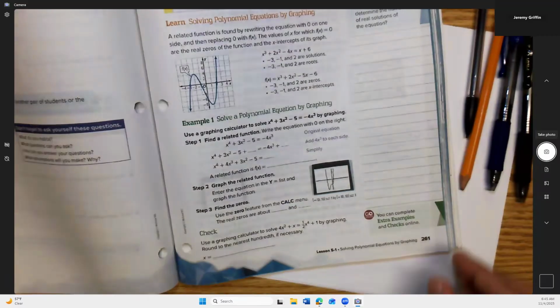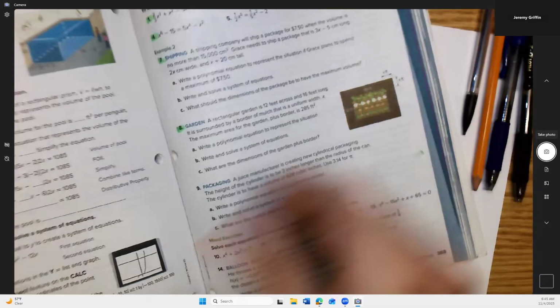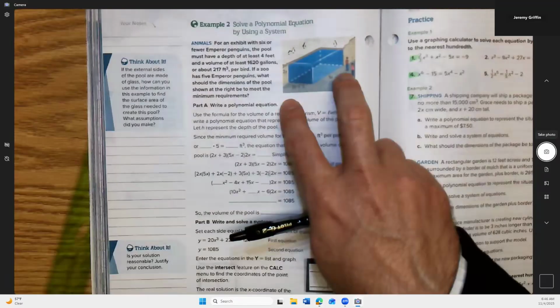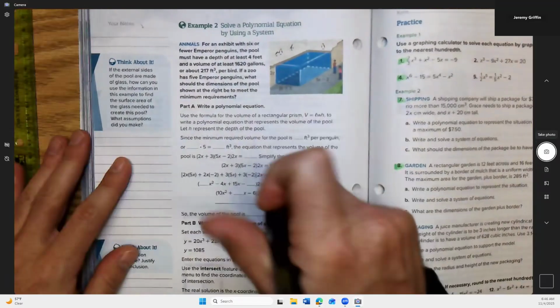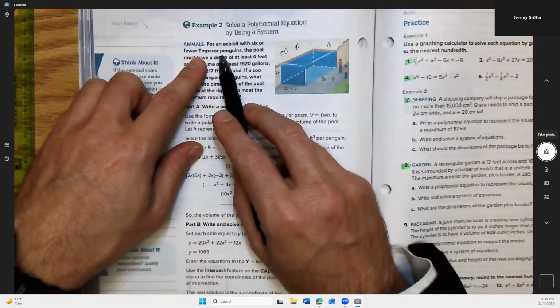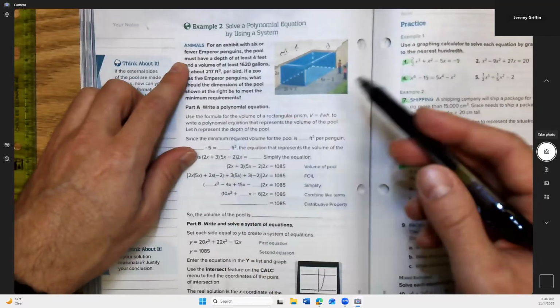Now, some of these are word puzzles, so we have to think a bit more abstractly, like, how can I take this real life type scenario and convert this into math, right? So that's exactly what we had for example two. Got animals for an exhibit with 6 or fewer emperor penguins. And so we've got an aquarium going on.